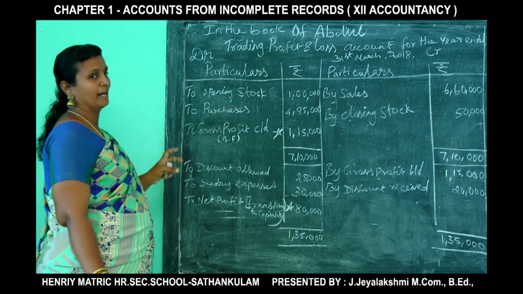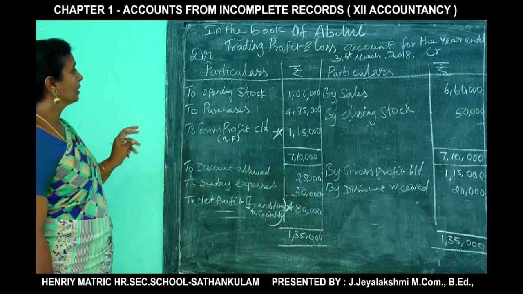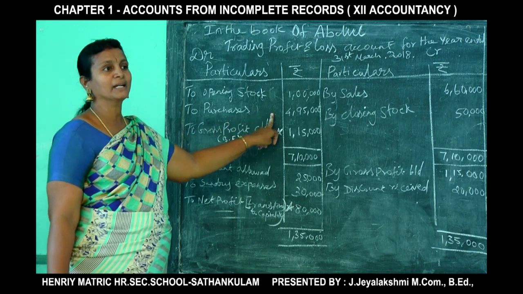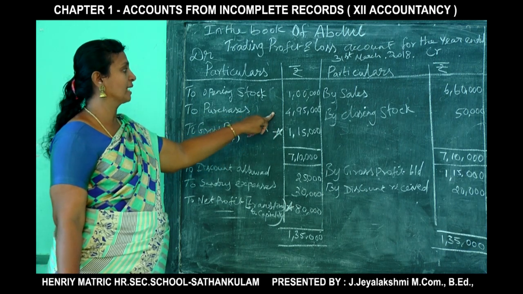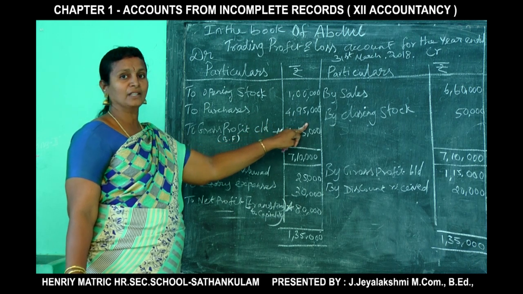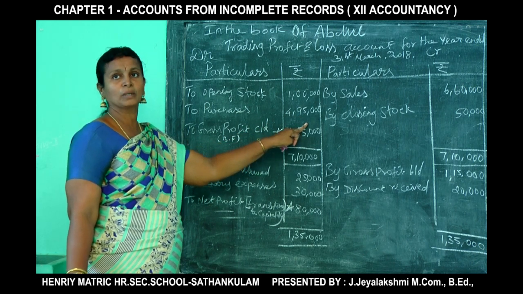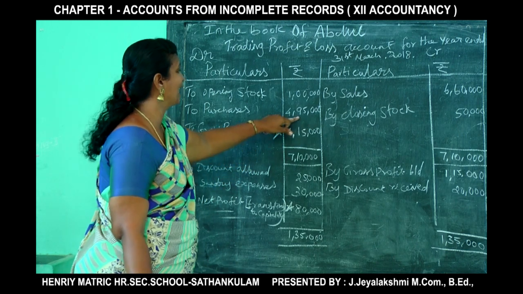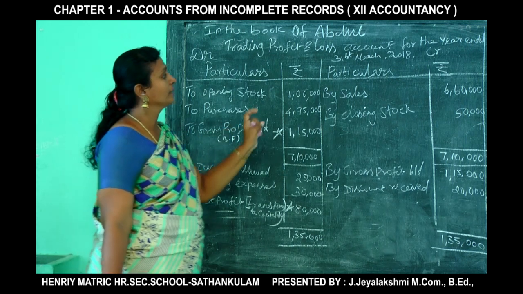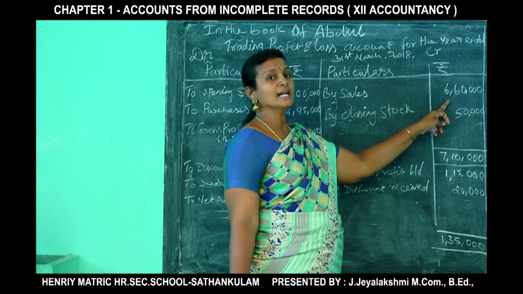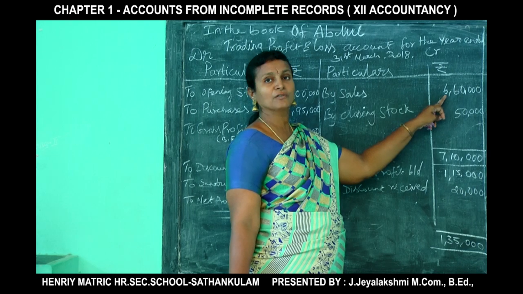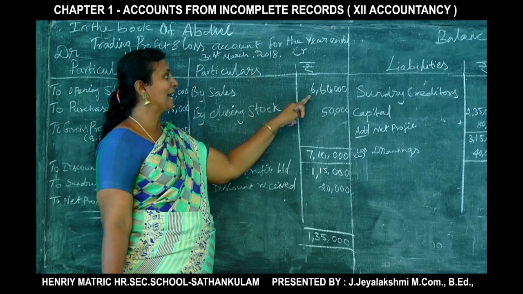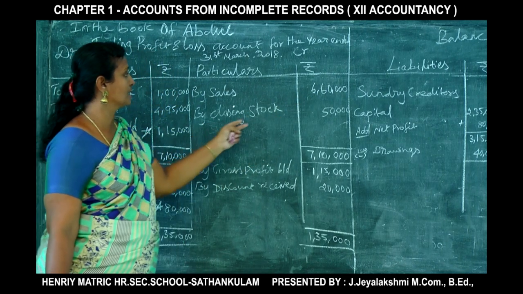From the information they have given, the opening stock is 1 lakh. Then purchases, we are taking the credit purchases 4,95,000, which we take from the total creditors account. So that amount is noted here. Then we are writing the sales. Sales also we find out from the total debtors account. So that amount is written here. Then by closing stock.